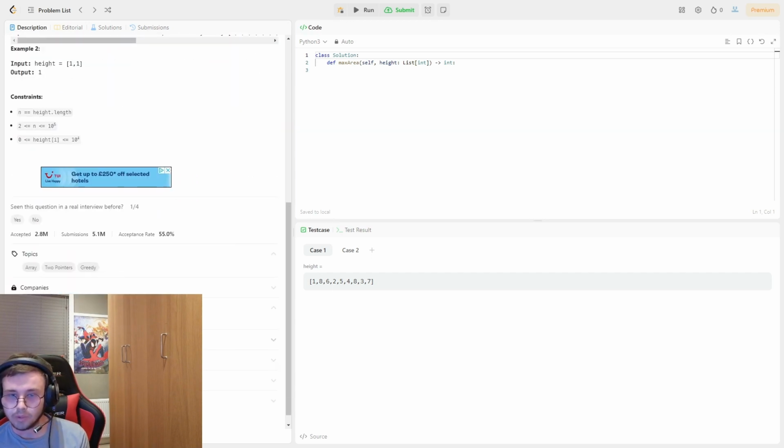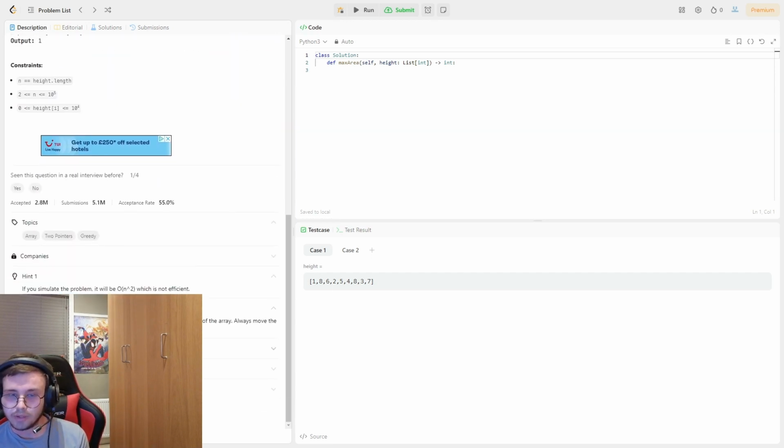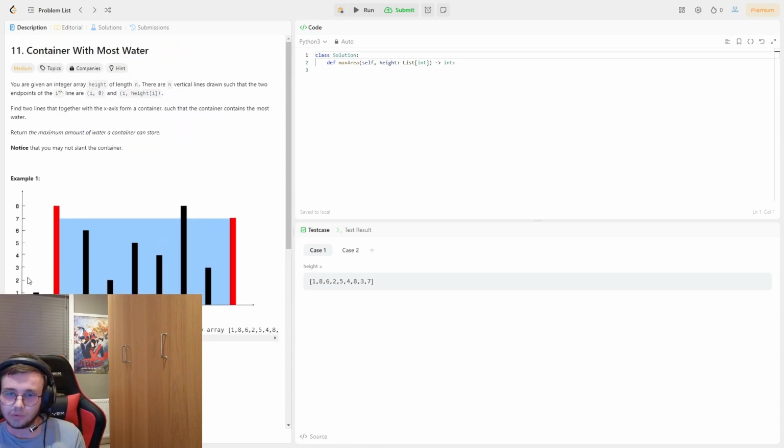So we know that. Hint 2: try to use two pointers. Set one pointer to the left and one to the right. Always move the pointer that points to the lower line. I'm trying to understand why that works, why you would want to do that. So we've got this here and this here.